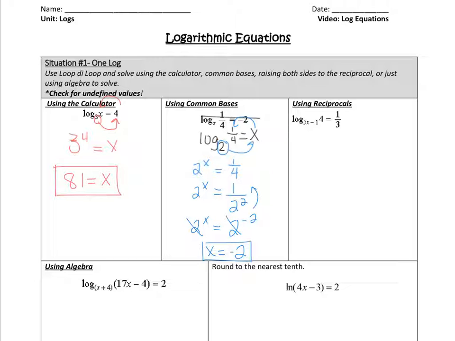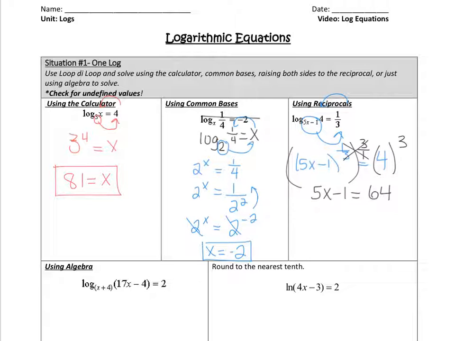Okay, now let's look at a situation where I need reciprocals to solve. Again, we're going to circle the base, go up to the power, and come back down. So 5x minus 1 to the 1/3 power equals 4. Now the only way to isolate this x is if you raise both sides to the reciprocal. So I'm going to raise this to the 3 over 1, or 3, same thing. These will cancel. I'll be left with 5x minus 1 equals 64.